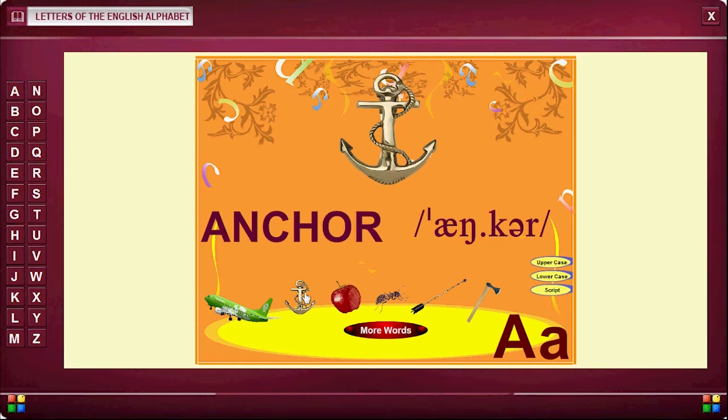The first syllable, which is stressed, is an. It's rather long. An. The second syllable is short. K is short. Let's say it again. Anchor. Once again. Anchor.